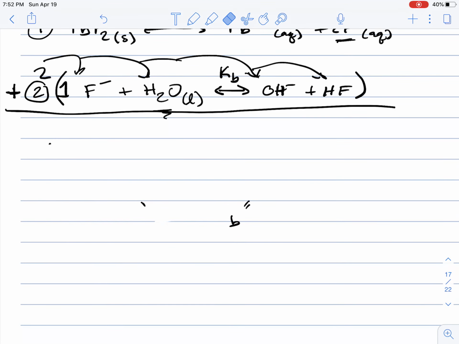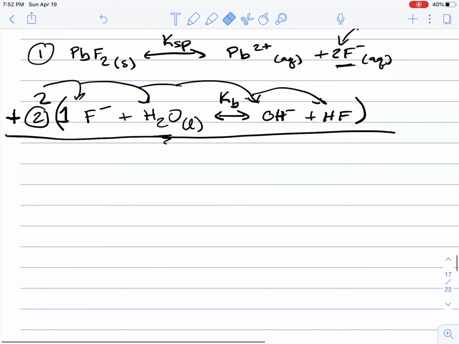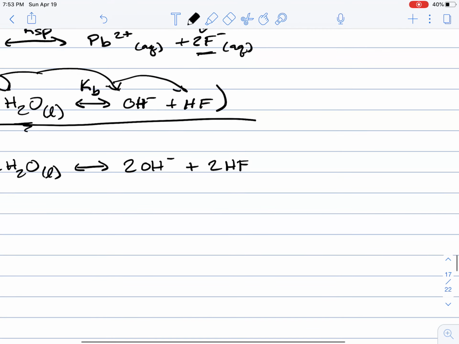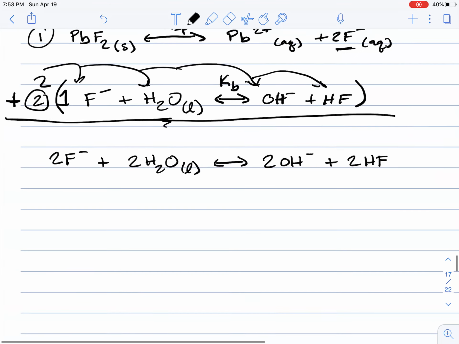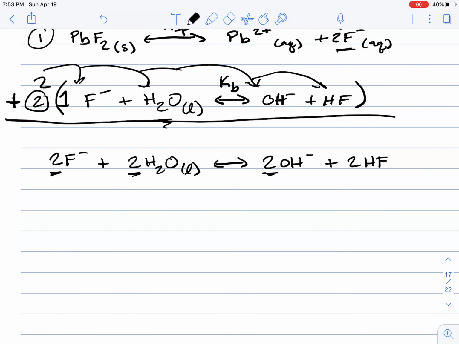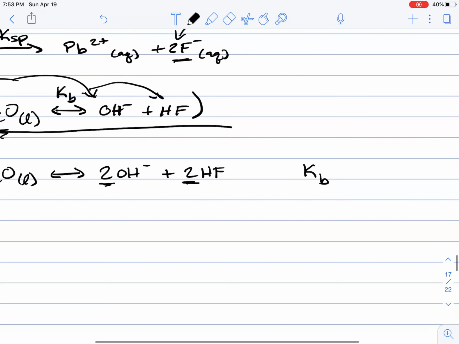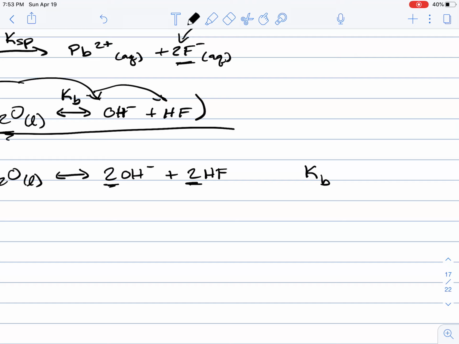I'll go ahead and erase this. And so it looks like what we're going to get is 2 fluorides plus 2 water molecules to produce 2 hydroxides and 2 hydrofluoric acids. And so even though this equilibria is described by Kb, what do we do when we multiply each term in that chemical equation by 2? What do we do to the equilibrium constant, if you guys remember from chapter 14? Okay. And so for multiplying by a coefficient, we have to square that value.